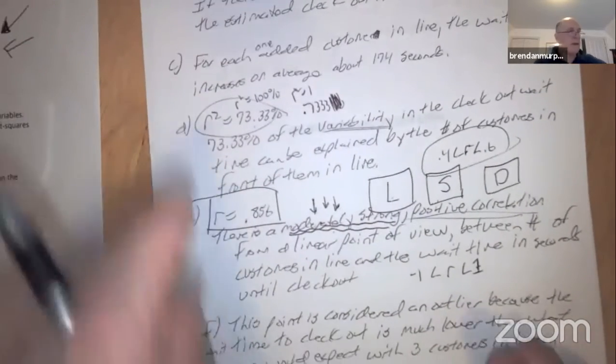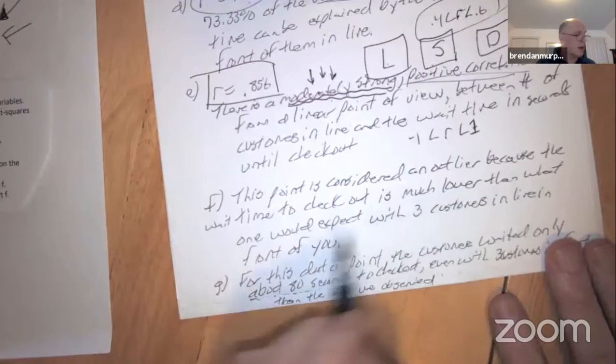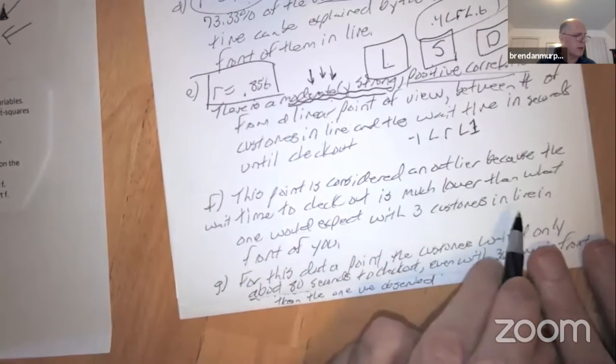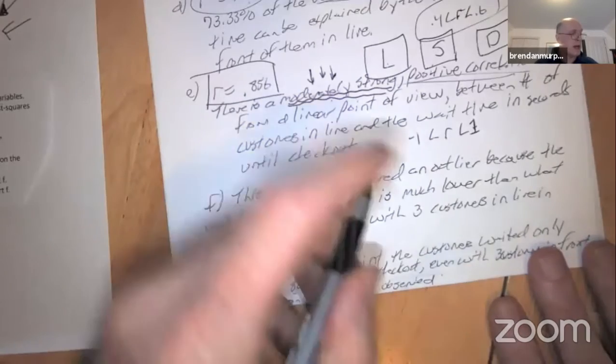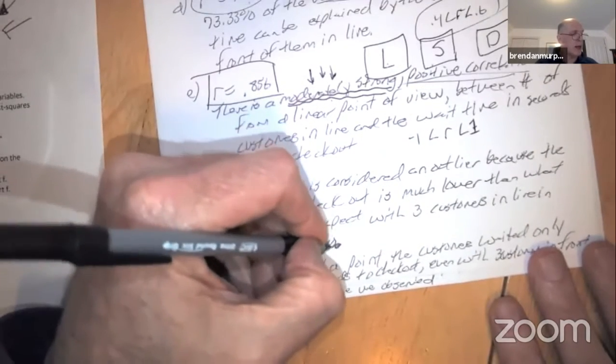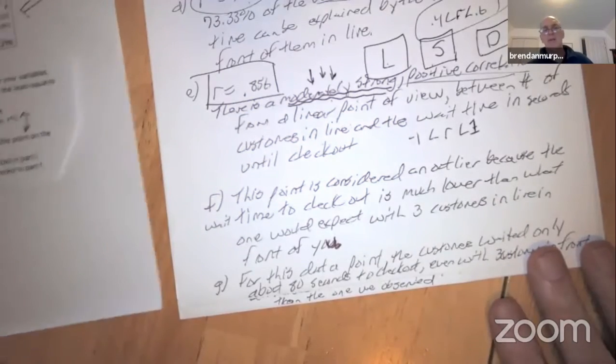So I said this point is considered an outlier because the wait time to check out is much lower than what one would expect with 3 customers in line in front of you. So it didn't seem to fit the rest of the trend of the data. And there's many ways to define an outlier, but that point felt like it jumped out at me. And yeah, that didn't feel like it fit the rest of the data very well.